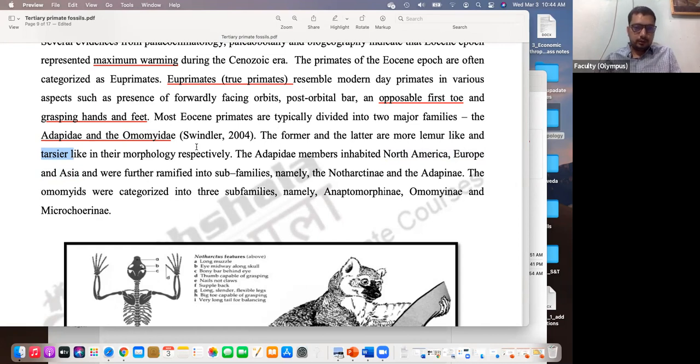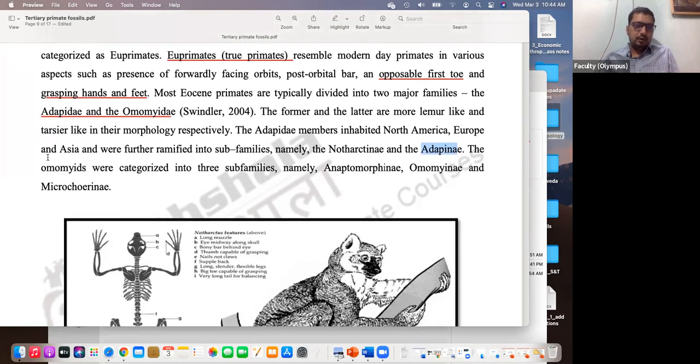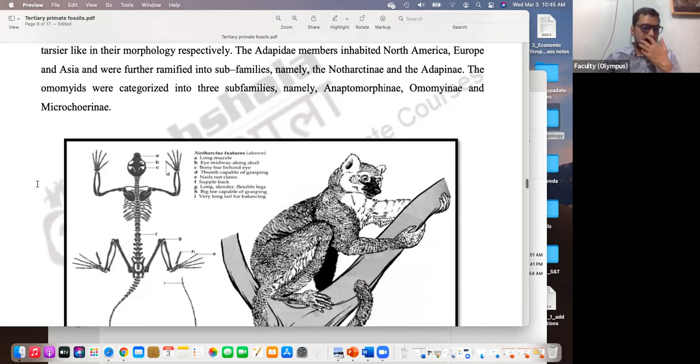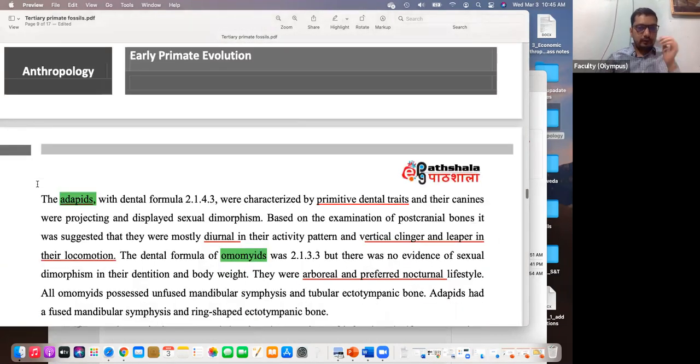I don't know if you want this, or you can leave it. Adapidae was further subclassified into Notharctinae and Adapinae. So you can skip that. And Homomioids were also categorized into subfamilies: Homominae, Anaptomorphinae and Microchoerinae. Usually the problem with this is that different subfamilies and families are put together. So these are the two families that we have talked about here.